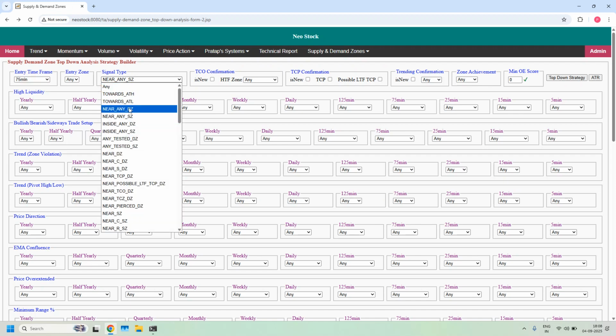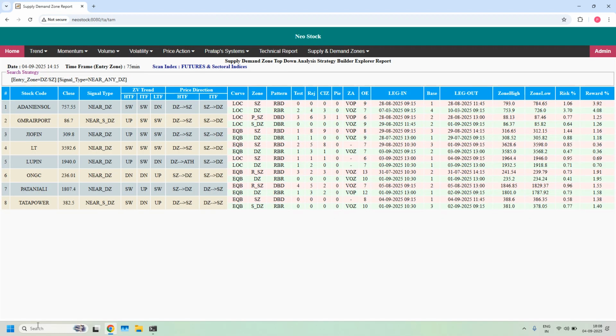Stocks near to the 75 minutes demand zone. We got 8 stocks. Let us identify 75 minutes high liquidity demand zones from this list. GMR Airport is having a 75 minutes high liquidity demand zone. And Tata Power is also having a 75 minutes high liquidity demand zone. So we got 2 stocks from this list.